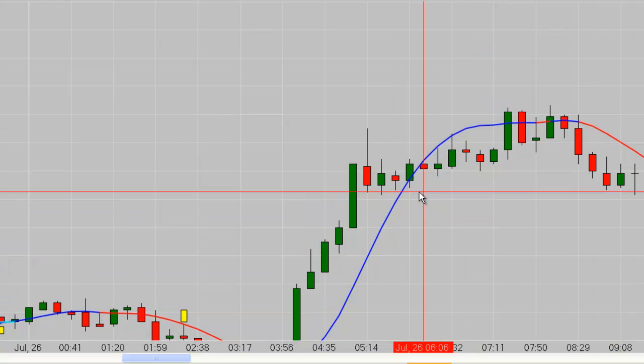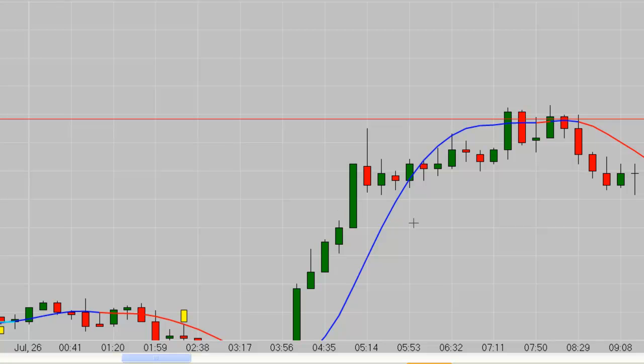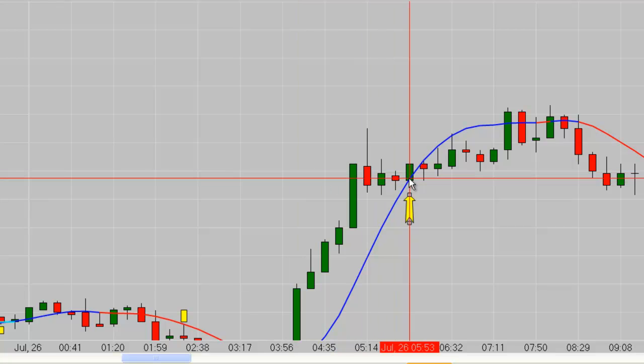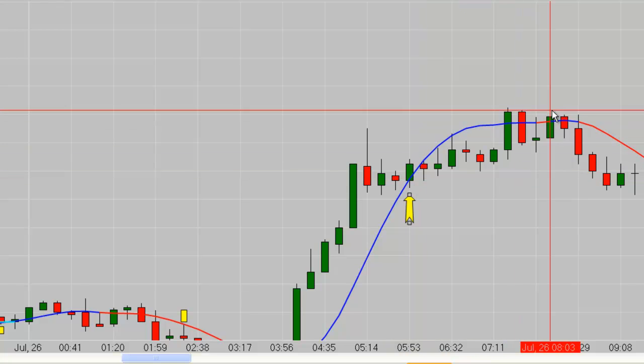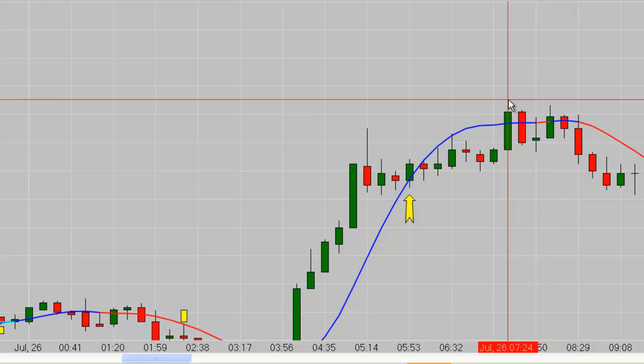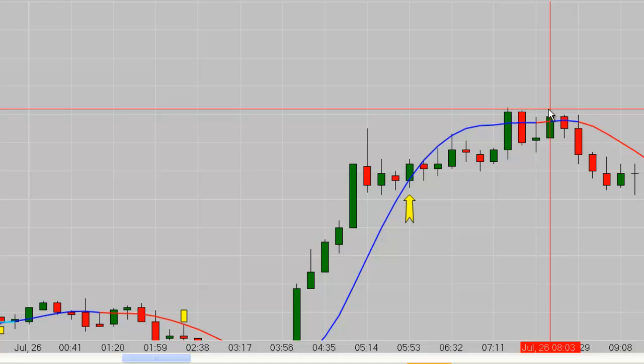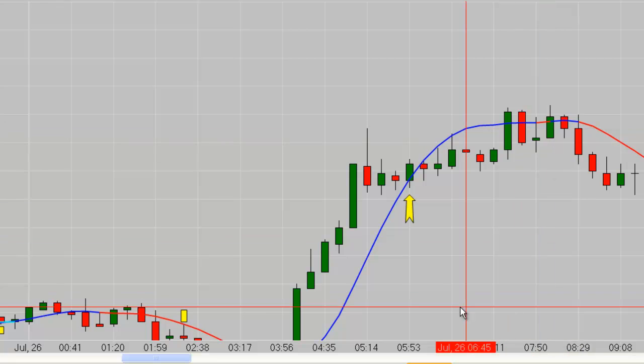The first pullback entry would be right here, going long. Now that price is going to be 13.49 1/4. Price goes up to 57. Let me say it again. The entry was at 49 1/4. And price ran up to 57. That's about another 7-point move.